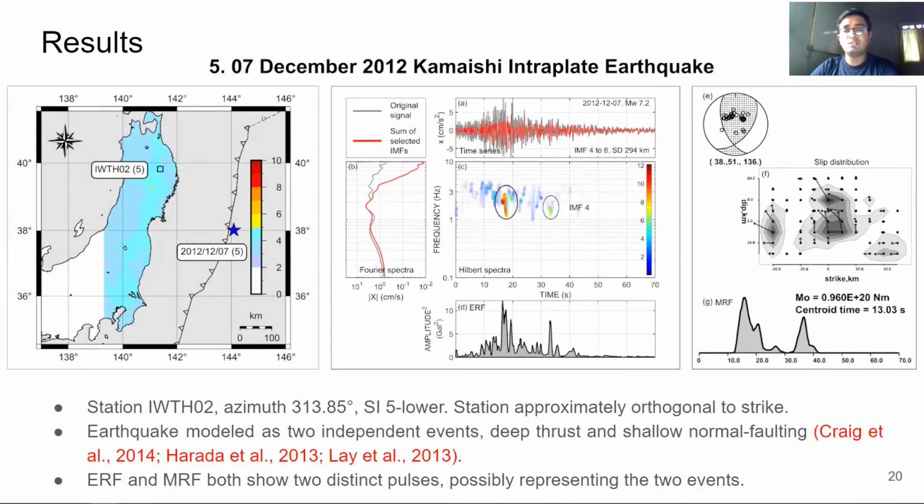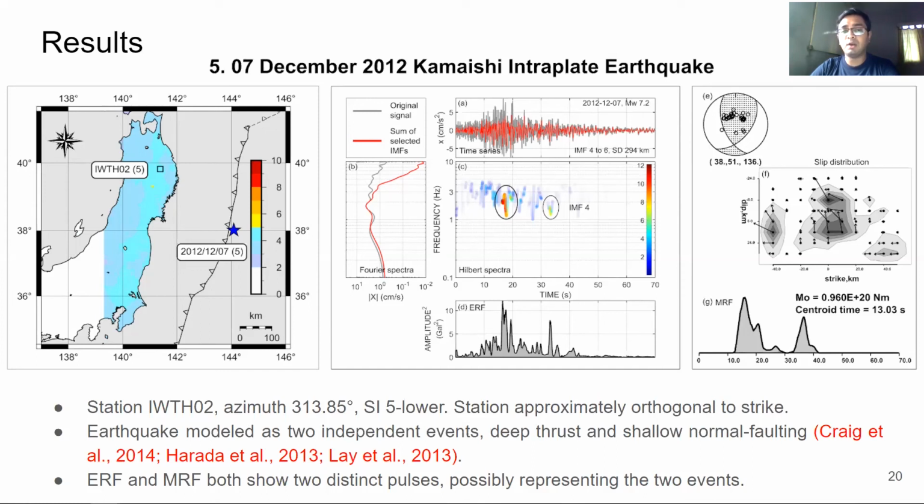The final event is the 2012 Kamaishi intraplate earthquake, modeled as two independent events in multiple studies. Harada et al. 2013 and Lei et al. 2013 modeled the event as a deep thrust and shallow normal faulting doublet, separated by around 20 seconds. Craig et al. 2014 considered additional cases for sensitivity tests and obtained two dominant pulses of energy release lasting for around 25 seconds in all the cases. The pulses were of approximately 10 seconds each, and the separation between the two varied from 15 to 20 seconds depending on the scenario chosen.